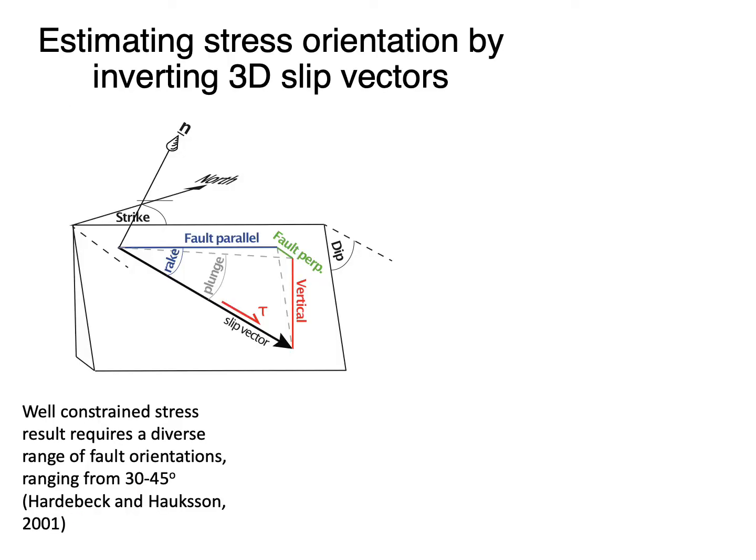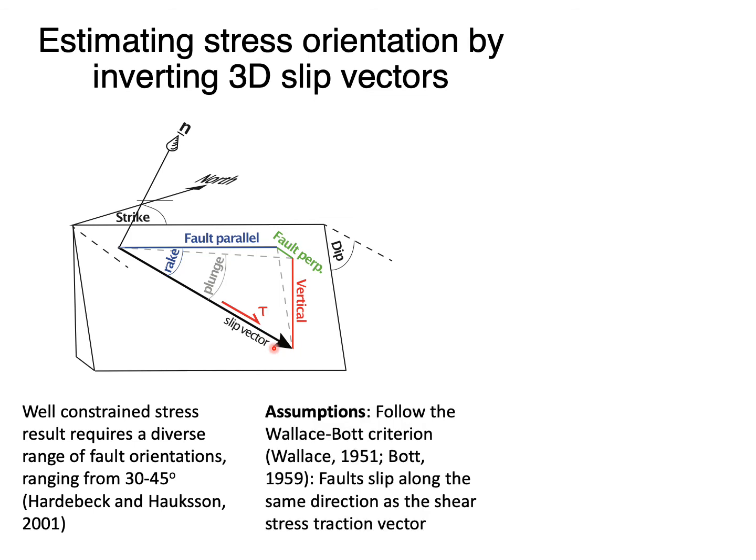And so what we want to do now, now we have the 3D slip vectors measured, the idea is to estimate the 3D stress orientation. And so you can do that here under this key assumption that the shear stress is parallel to the slip vector. And so this follows something called the Wallace-Bott criterion. This is a fairly standard approach that's used when inverting focal mechanisms or seismic data to measure the stress orientation.